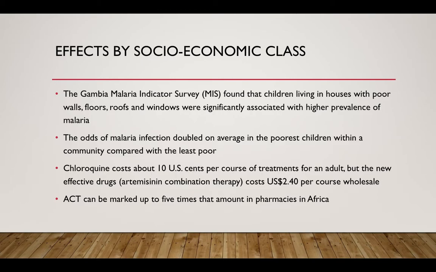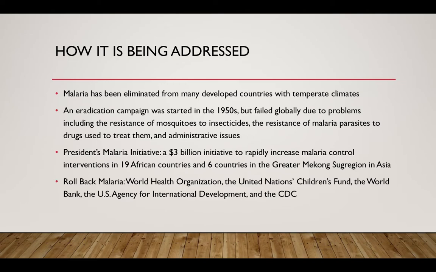The medication that was used for decades before, chloroquine, cost only about 10 US cents per course of treatment for an adult. However, due to drug resistance, we have now had to switch to what is commonly known as ACT. It is a combination drug, which does make it more expensive. It now costs US $2.40 per course. However, this is just the wholesale price, and it can be marked up to 5 times that amount in pharmacies in Africa. This is a problem.